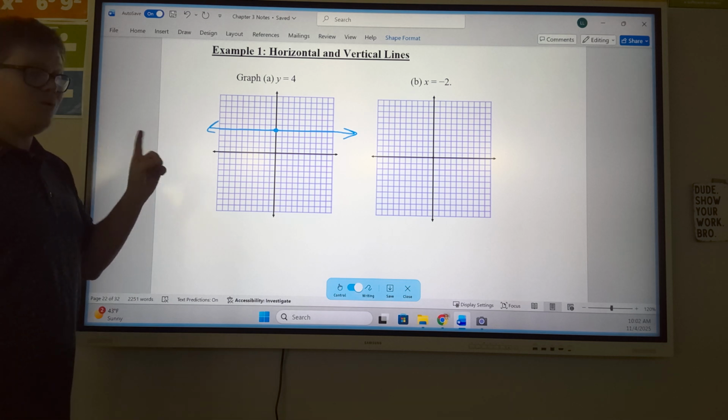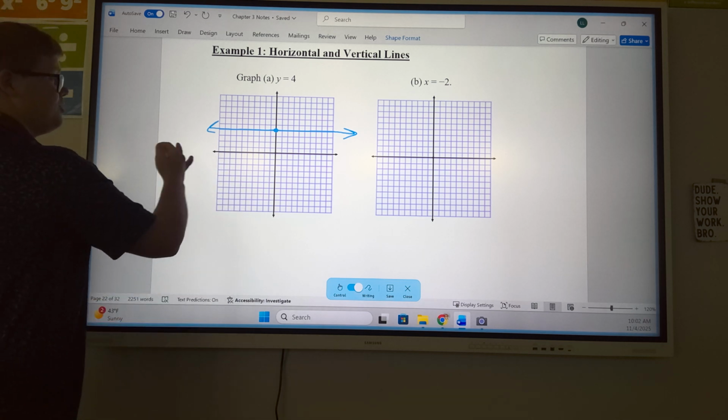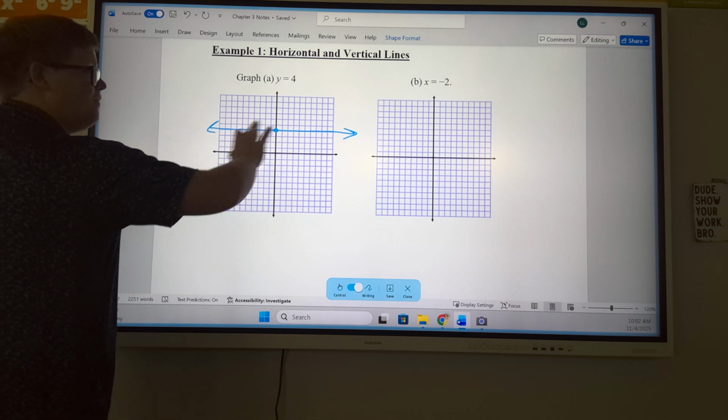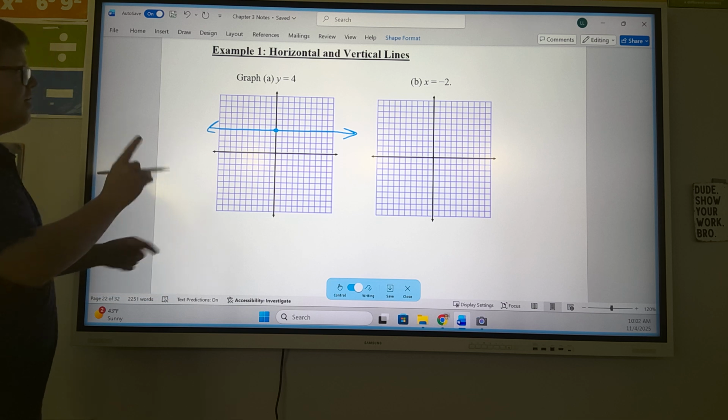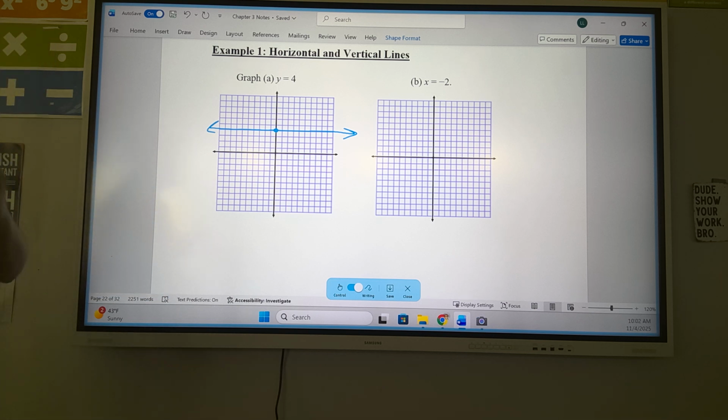There's only one y-intercept in this situation, and it's 4. So in order for only one y-intercept to happen, it needs to be a straight line across, going infinitely to the right, infinitely to the left. It's not curving back to cross y again, right? It's only crossing y once.